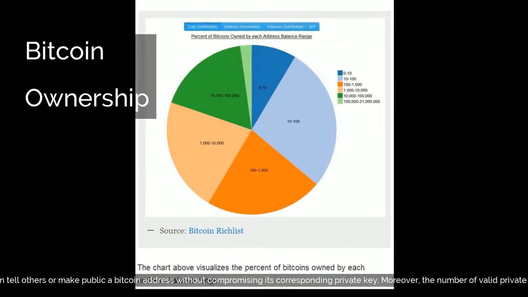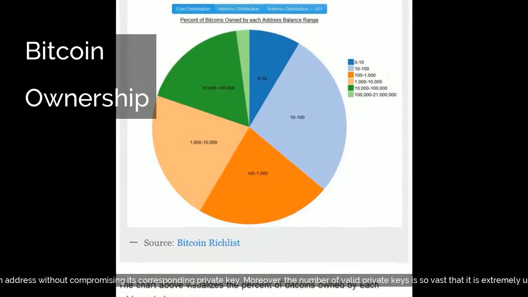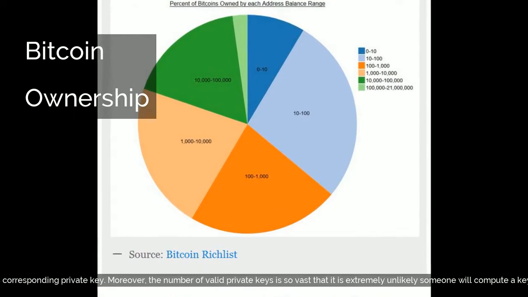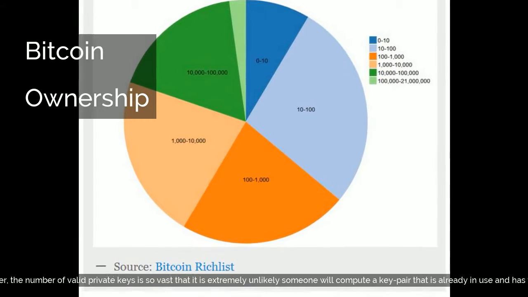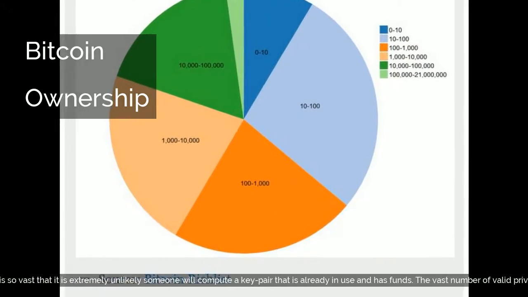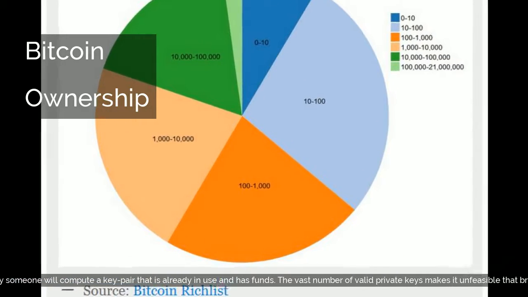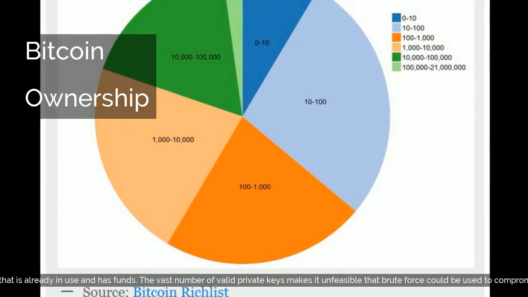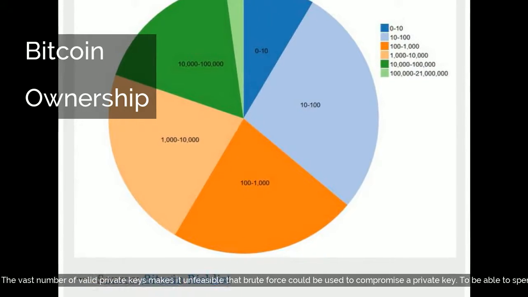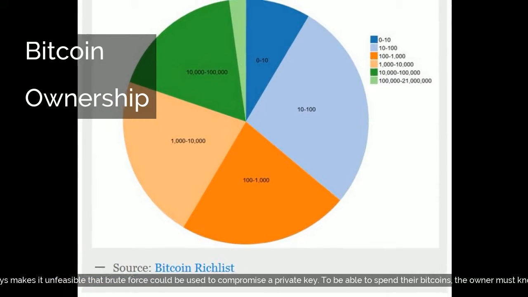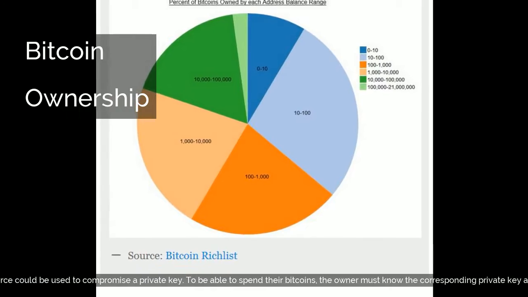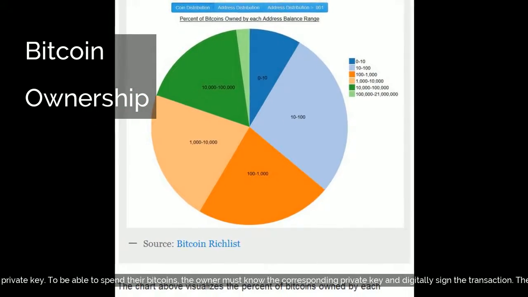Moreover, the number of valid private keys is so vast that it is extremely unlikely someone will compute a key pair that is already in use and has funds. The vast number of valid private keys makes it unfeasible that brute force could be used to compromise a private key. To be able to spend their Bitcoins, the owner must know the corresponding private key and digitally sign the transaction. The network verifies the signature using the public key.